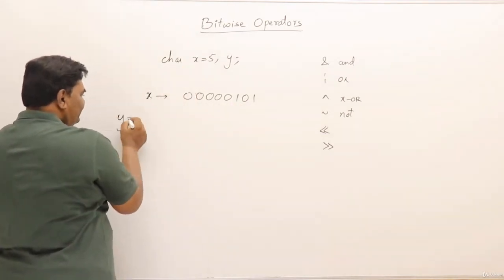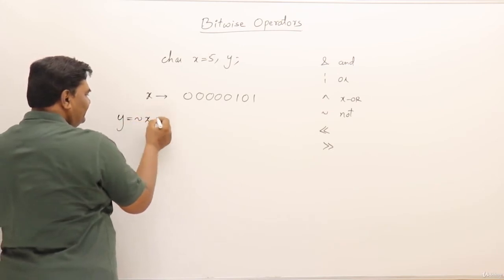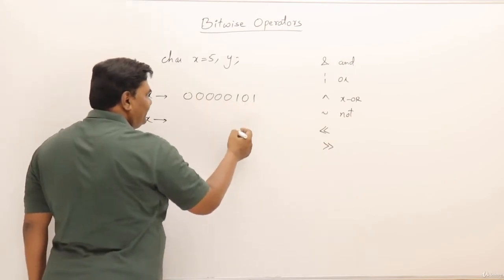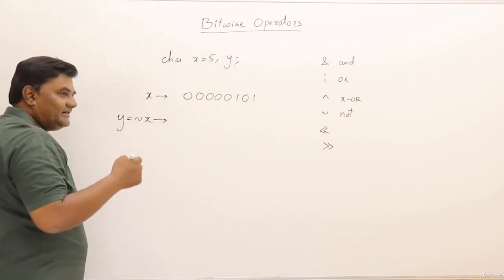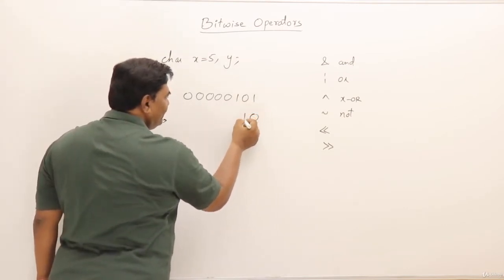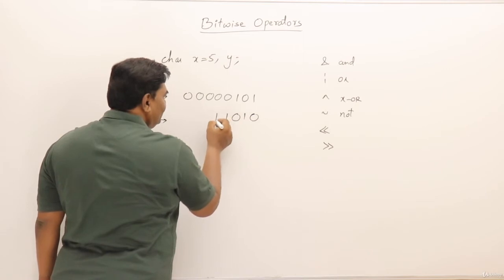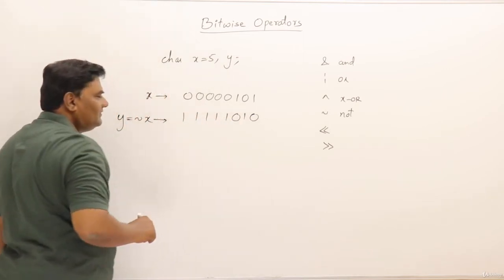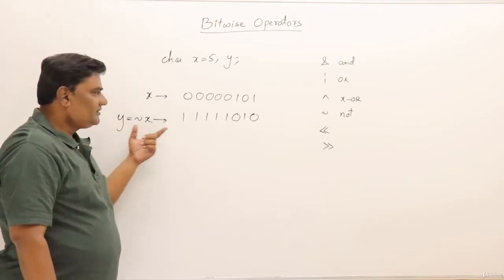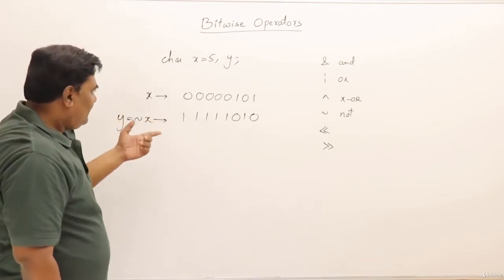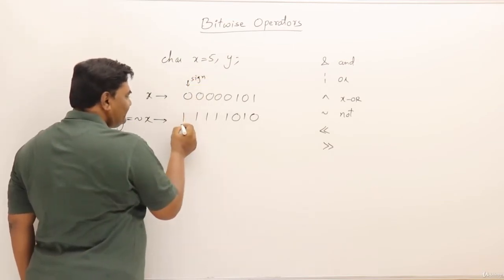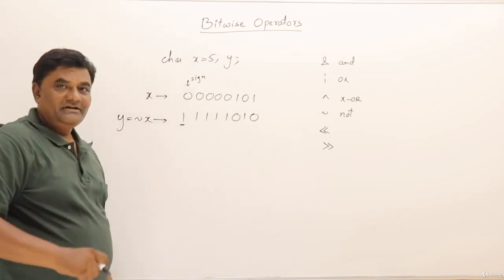Then if I say y assign not of x, let us see what happens. Not means every binary bit will change its state. That is, 0 will become 1, and 1 will become 0. So this becomes 0, 1, 0, and then all these are ones. So this is the complement, or the not, of x. Now as this bit is a sign bit, this is 1 now. So it means the number is negative.